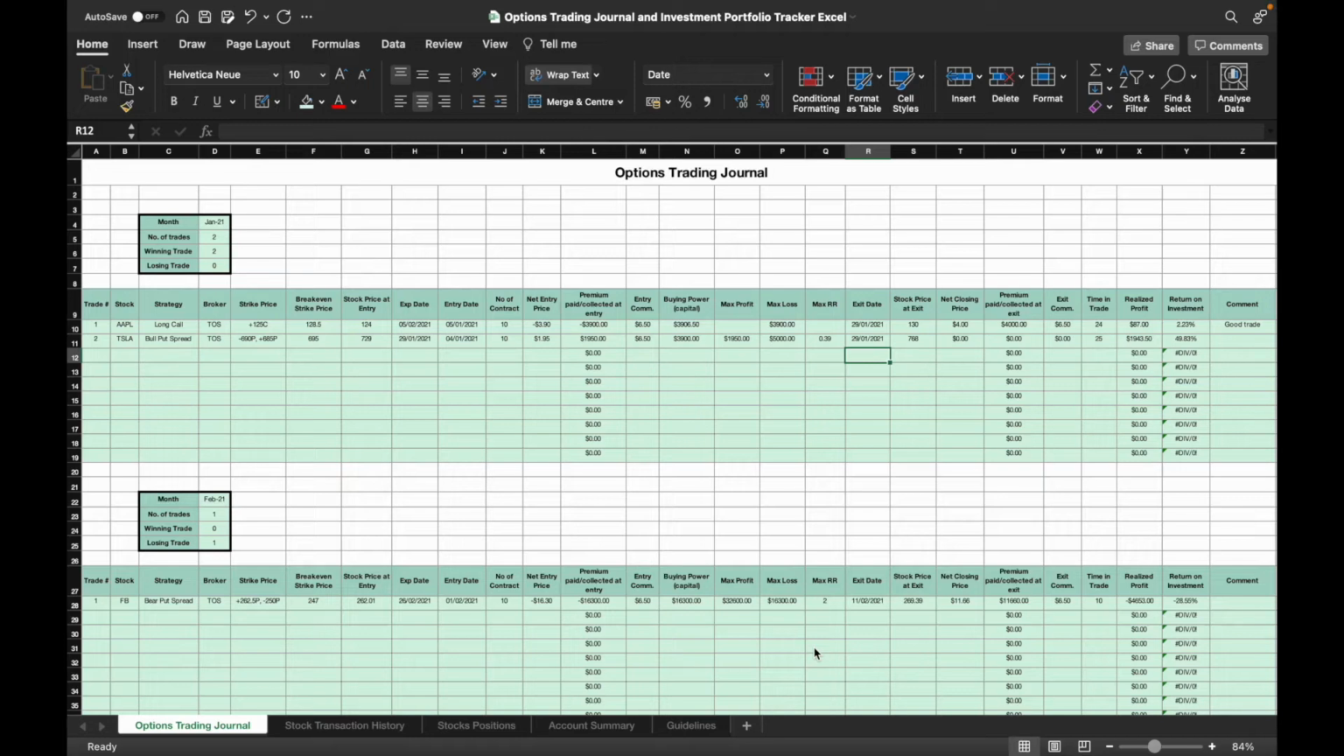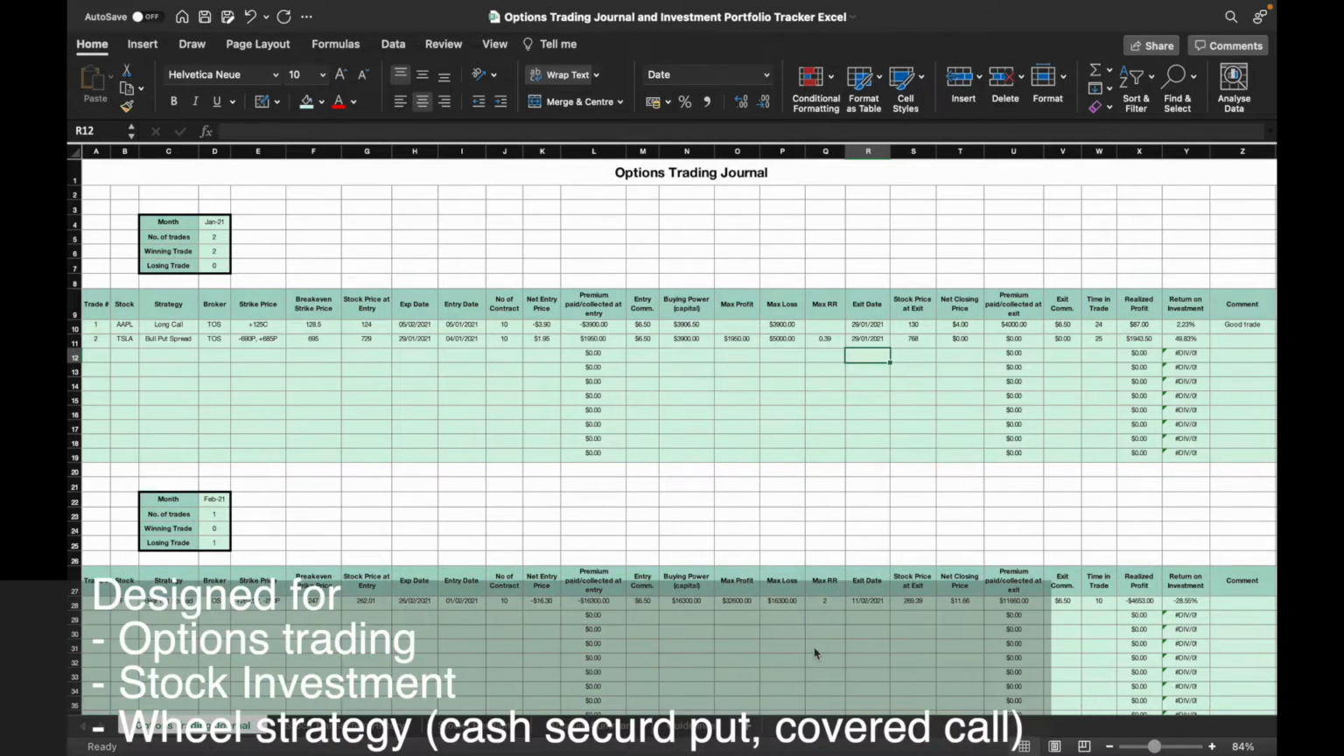Hi everyone, in this video, I will do a review about this option trading journal and investment portfolio tracker. This is a spreadsheet that is designed for people who do option trading and, at the same time, also do stock investment. It's suitable for people who do wealth strategies, such as cash secured put and covered call. It is also suitable for people who combine options and investment together.